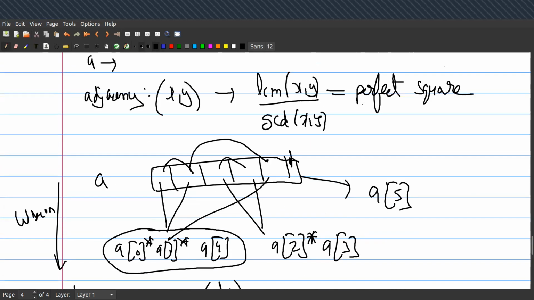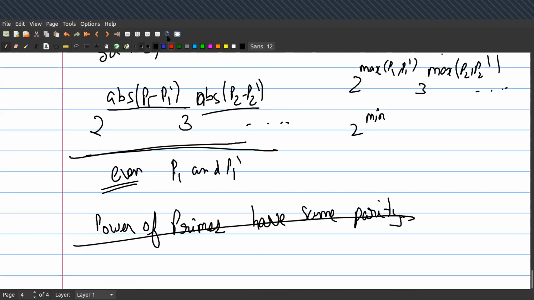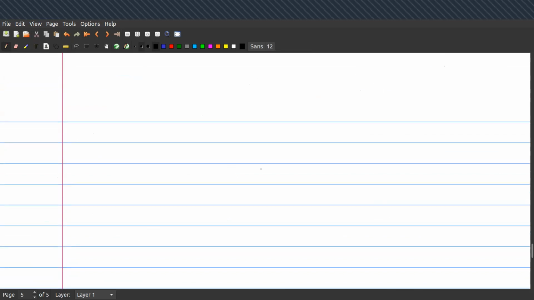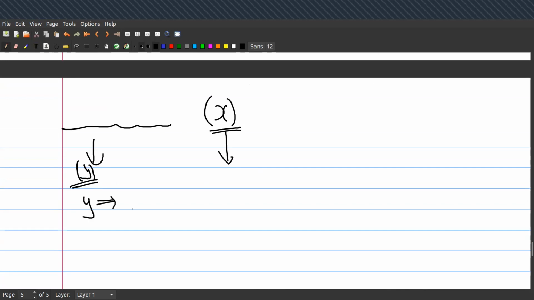Now what else do we need? We need the size of their adjacency group. So how will we find that? Let's suppose we are at some element x. We need to check how many previous elements had the same parity of the primes. So what we can do is, for every y before x, we first break that y into its prime factors and their powers using a linear sieve.